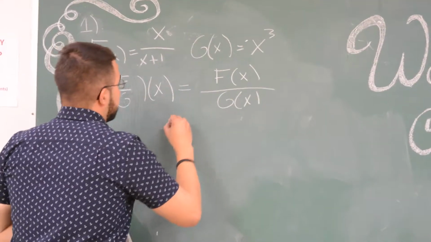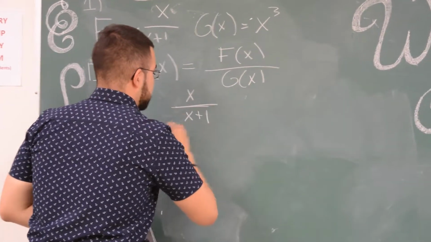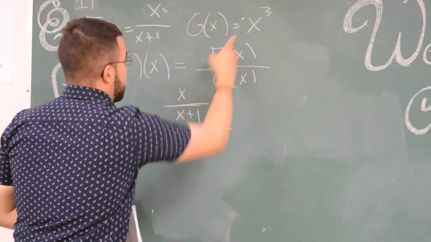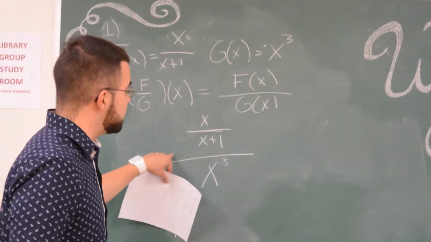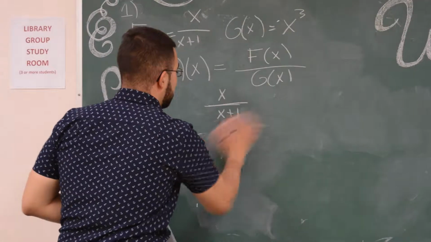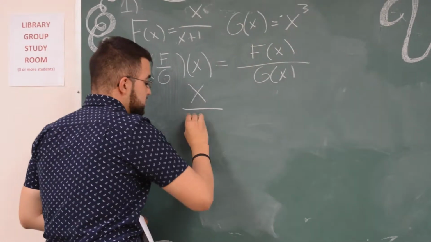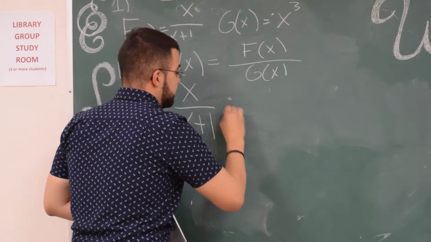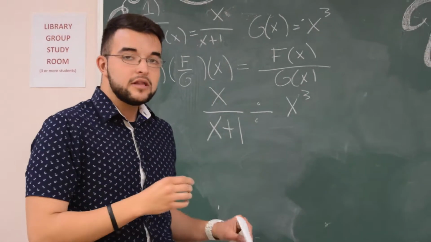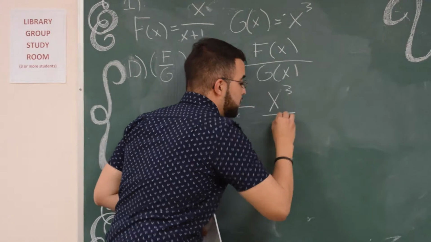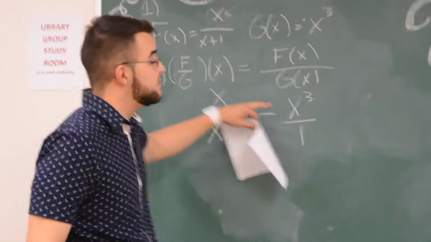So now it's going to be x over x plus 1 divided by x cubed. This is basically what it's saying, but I don't like it in this form. The way I'm going to write it is the following: x over x plus 1 divided by x cubed. It's exactly the same form as I used to have it before. The only difference now is I can put this one over 1 because there's an invisible one right here, and I make it both fractions. So I'm dividing a fraction by another fraction.